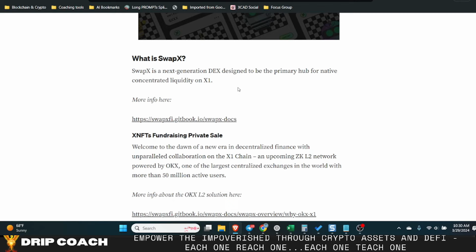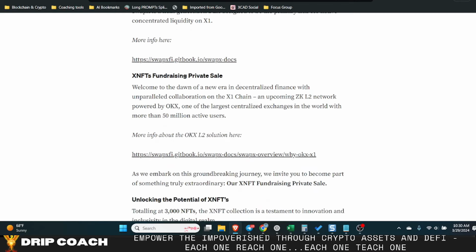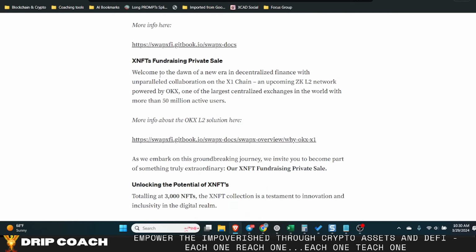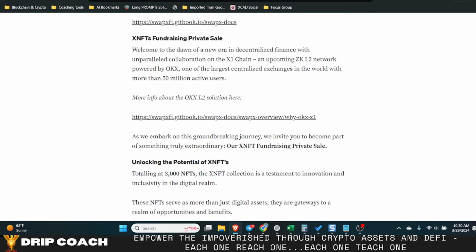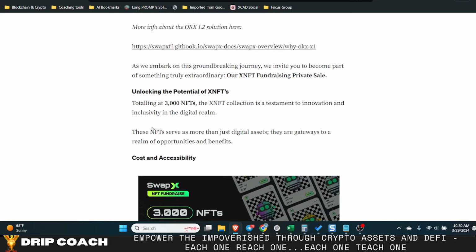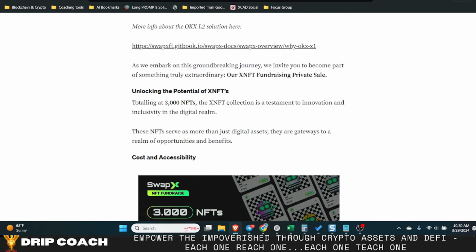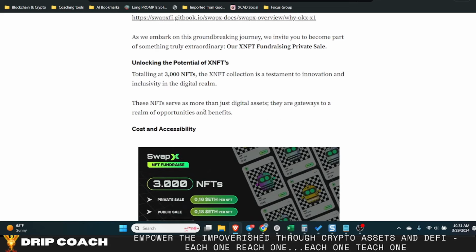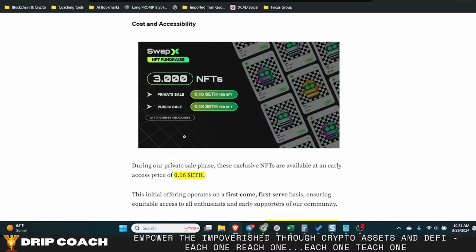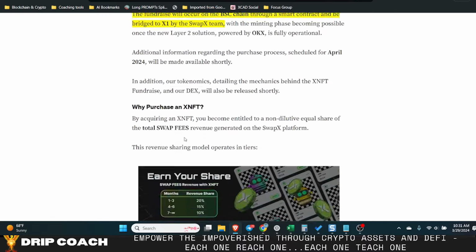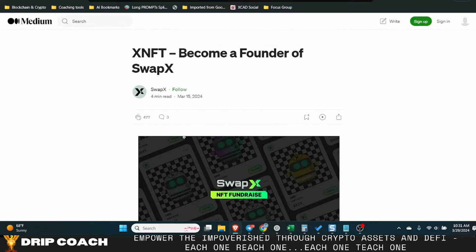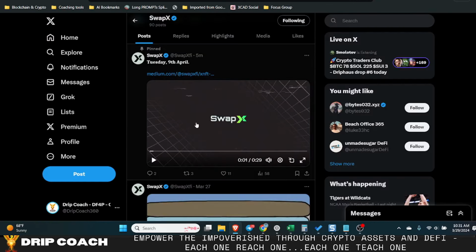SwapX, next generation DEX designed to be the primary hub for native concentrated liquidity on X1. We already went over this. Welcome to the dawn of a new era in decentralized finance with unparalleled collaboration on X1 chain, an upcoming ZK L2 network powered by OKX. So this is all stuff we already know as well. Totaling at 3,000 NFTs, the XNFT collection is a testament to innovation and inclusivity in a digital realm. These NFTs serve as more than just digital assets, they are gateways. This is all stuff we know. This looks like the old one. Oh, it's the same thing. So this is not the new one. My bad, I didn't even realize I was reading you guys the old message.